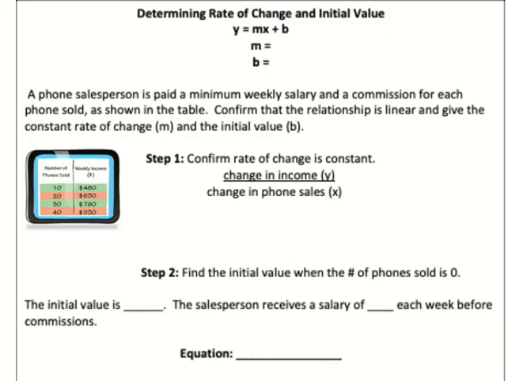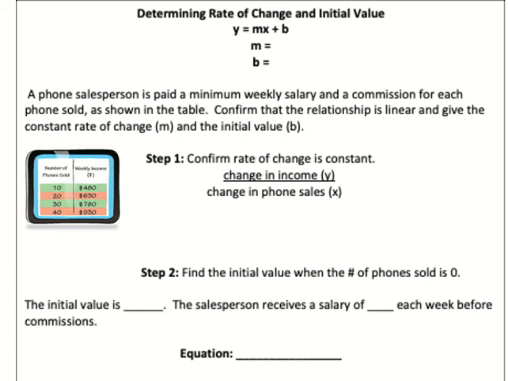So this is our first practice. We're going to determine the rate of change and find the initial value. And the initial value is also our starting point, or our y-intercept. A phone salesperson is paid a minimum weekly salary and a commission for each phone sold, as shown in the table. Confirm that the relationship is linear and give the constant rate of change, or m, and the initial value b. So we're going to first confirm that the rate of change is constant, by finding the slope between these.